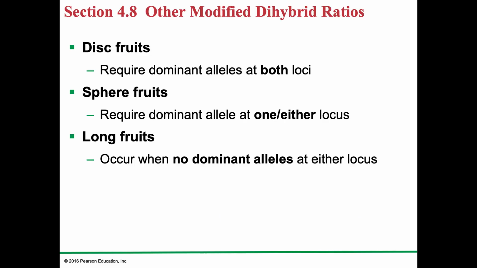And so for the disc-shaped fruit, you have to have a dominant allele at both loci. For the long fruit, you have to be completely recessive. And then for that spherical fruit, that novel phenotype that shows up in the F2 only, you have to be homozygous recessive at one locus or the other. So these are some unique gene interactions that can influence phenotype.